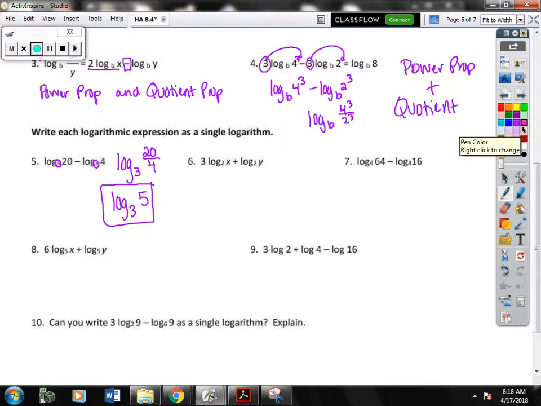Now the next one, we see a number out front being multiplied. So that's your power property. I would always do my power property first. So this will go up to be an exponent.